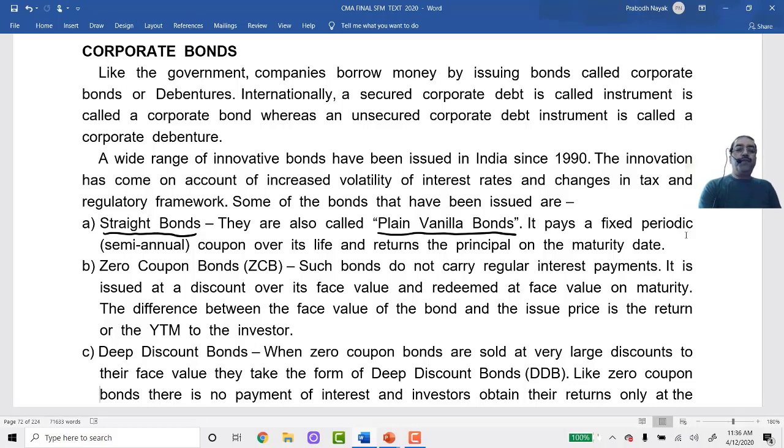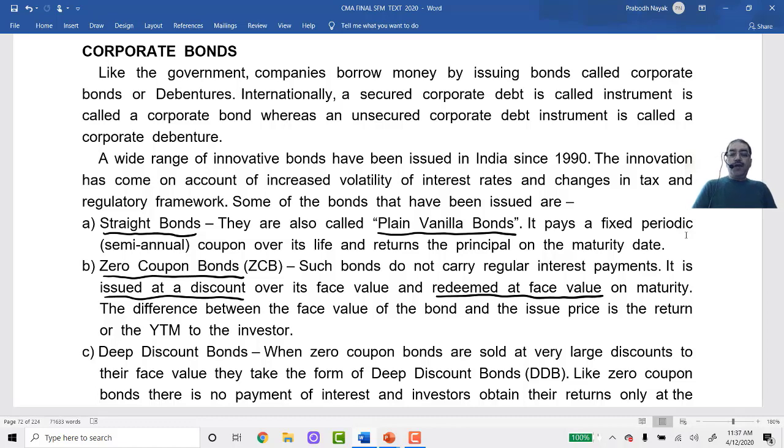Okay. Now, zero coupon bonds, ZCB. They are bonds which don't carry any rate of interest. They do not have any rate of interest, but they are normally issued at discount. It is always issued at discount and redeemed at face value. So the difference between the discounted value and the face value, that is the issue price and the redemption value, is normally the interest. You can call it interest, you can call it capital appreciation, whatever you want. But rate of interest is not there.